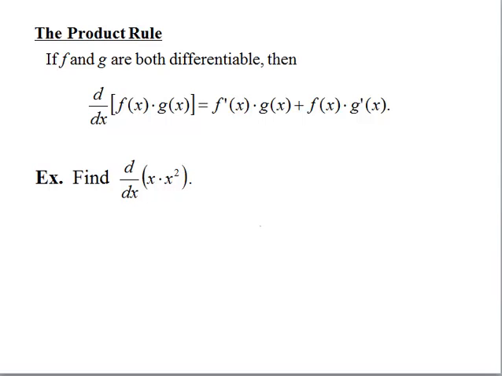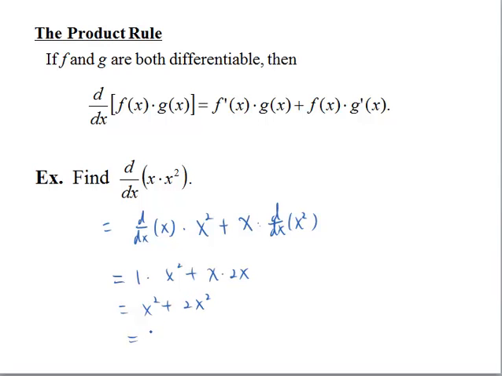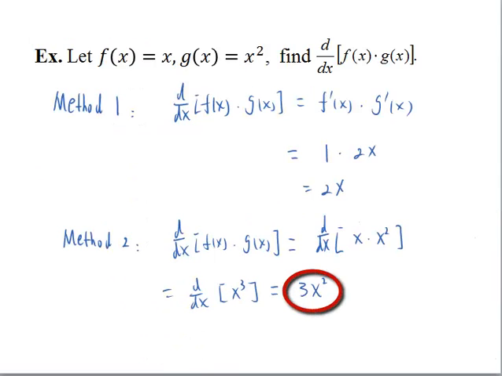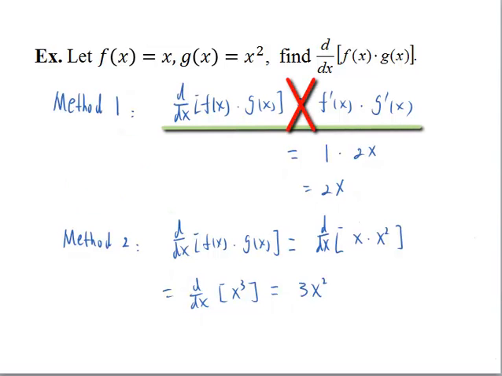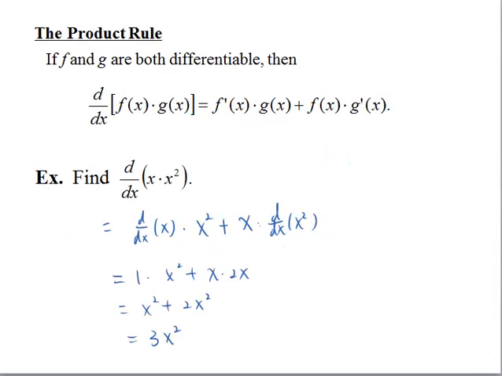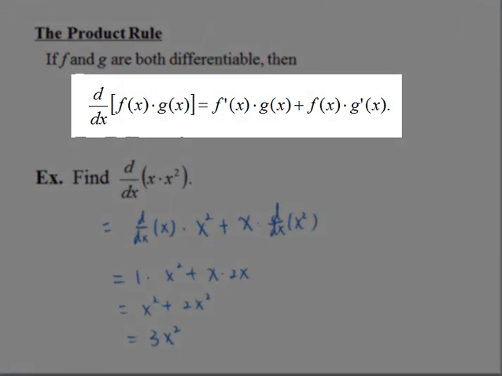So if we use this new formula to redo the previous example, finding the derivative of this product, it equals the derivative of the first term times the second plus the first times the derivative of the second function. So by the power rule, it is 1 times x squared plus x times 2x. If we simplify this expression, we will get the answer 3x squared. This result confirms the result of method 2, and method 1 is wrong. That is because this formula is not correct. So we need to remember this correct product rule.